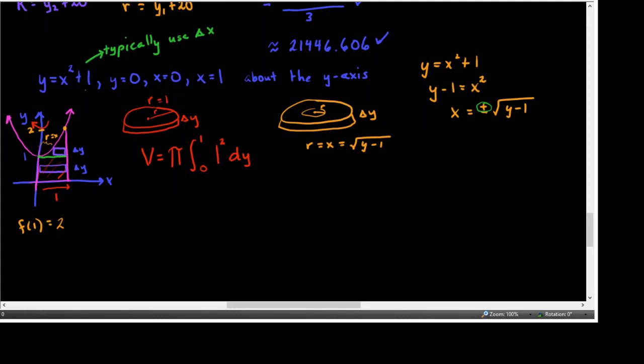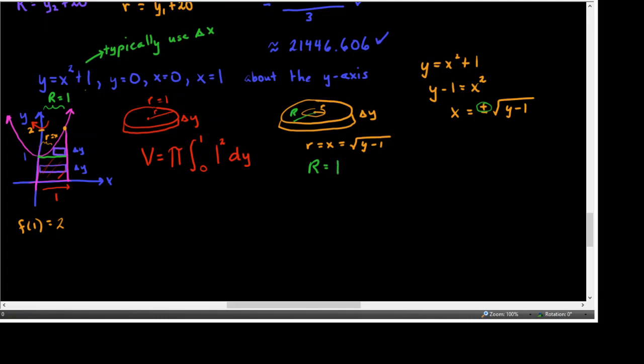Big R, the distance from the axis of revolution, the center of this washer, out to the outer edge of it, is always measured to be the distance from the axis of revolution to the far end of the strip. Since that's a vertical line, the distance we're moving is x equals 1, so the big radius is always 1.